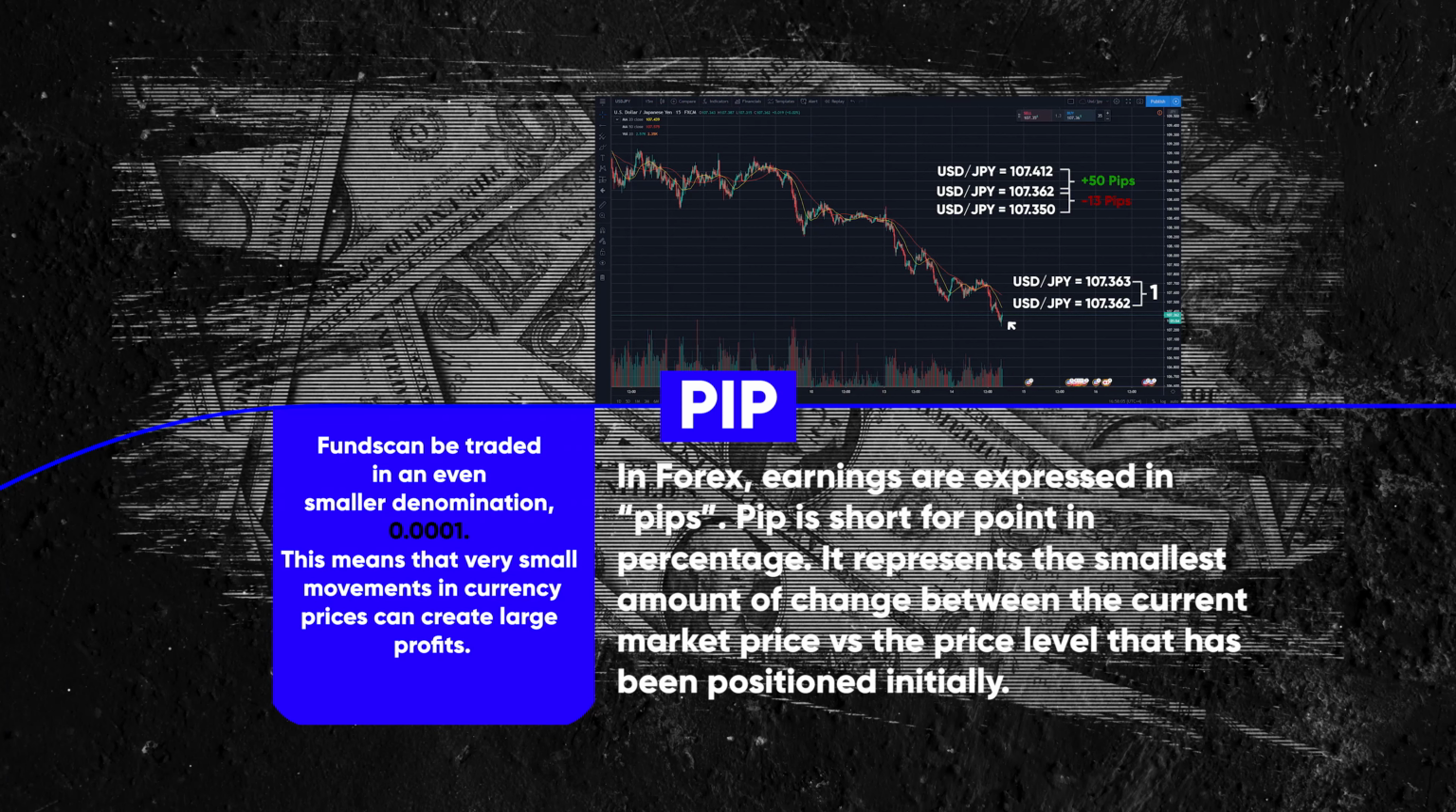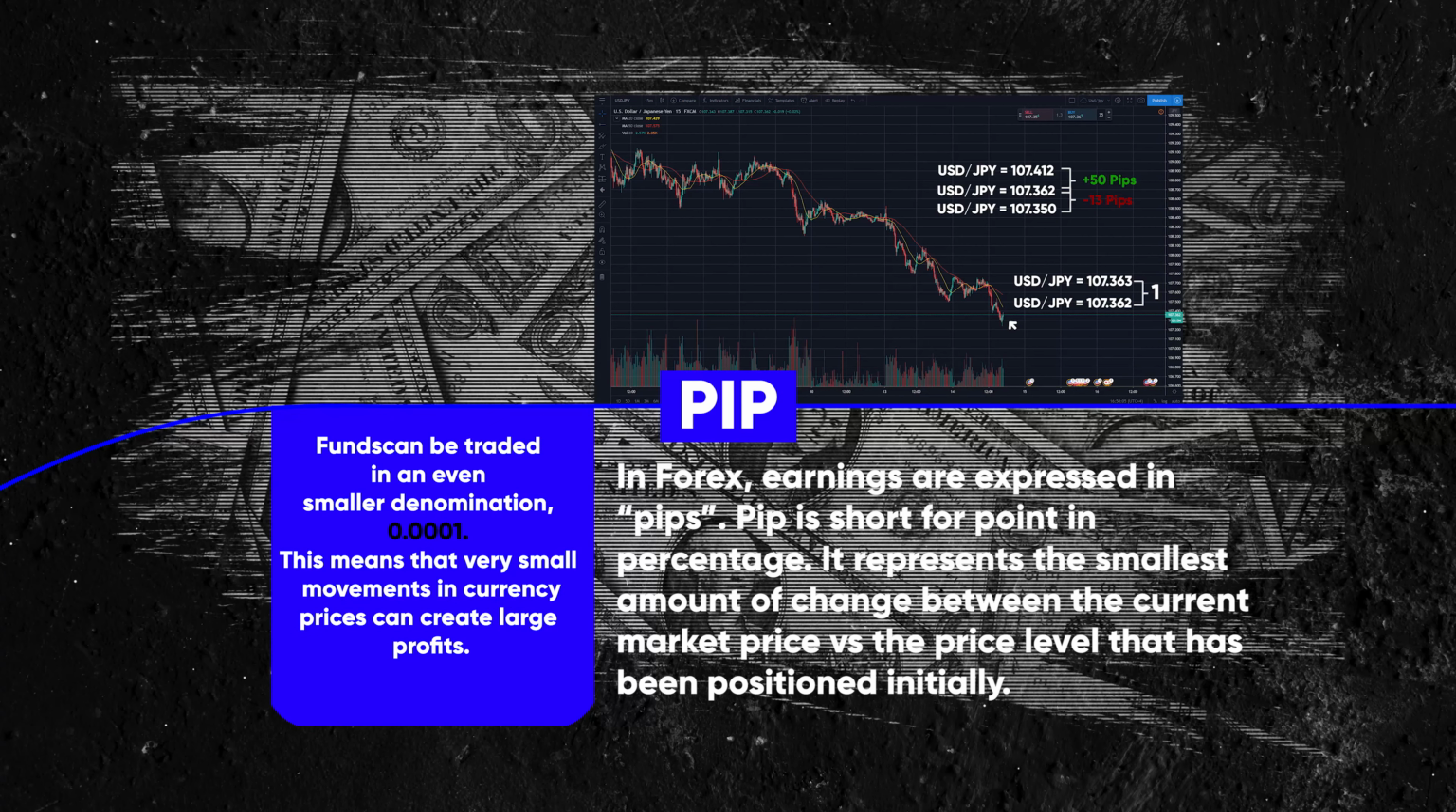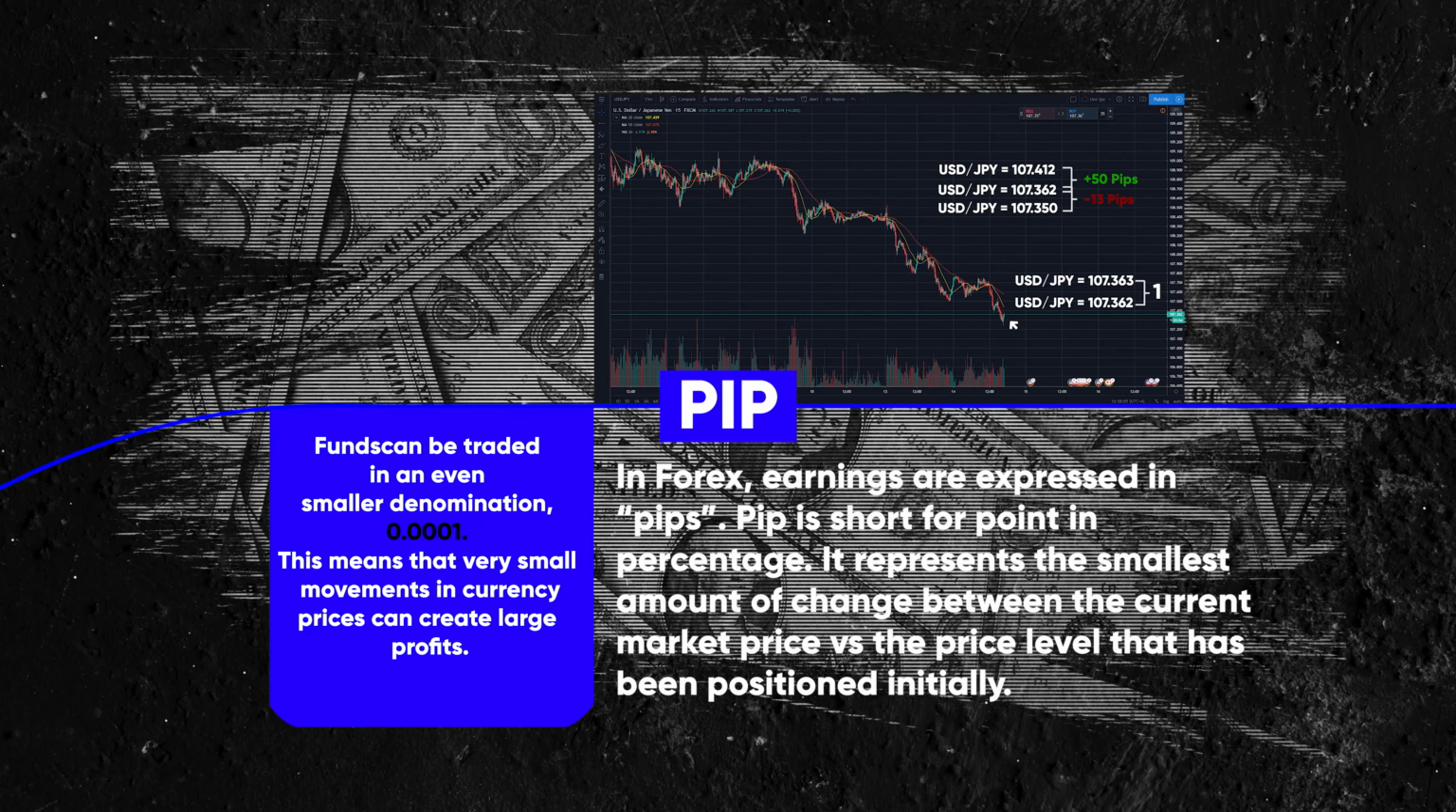So, when it comes down to it, in Forex, earnings are expressed in pips. Now, pip is short for point in percentage. It basically represents the smallest amount of change between the current market price level versus the price level that has been initially positioned in. In currency exchanges, funds can be traded in even smaller denominations, down to 0.0001. This means that for very small movements in currency prices, you could potentially profit in very large amounts.